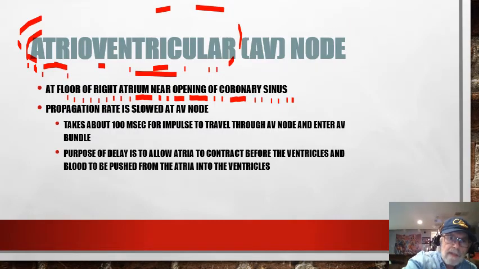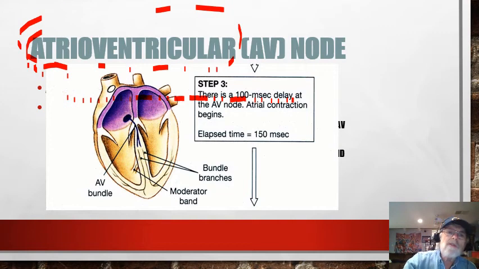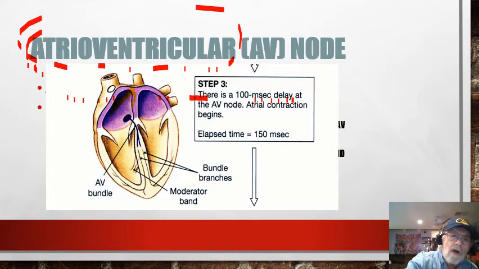So let me get rid of these because I'm going to show you a little diagram. This little diagram shows that the atria are pretty much contracting, and we've gotten that signal down to the atrioventricular node. The atrial contraction is going, and everything's being held up at that AV node so the ventricles can contract just a little bit later. Hope you get that point. It's about 150 milliseconds for that to occur.